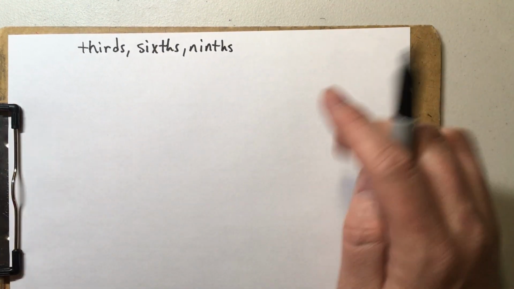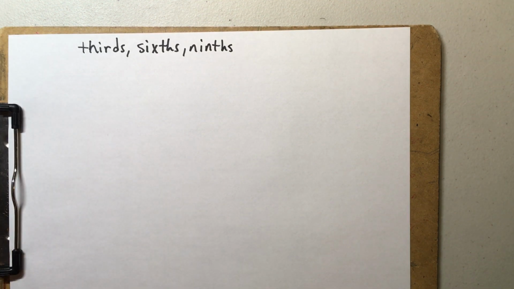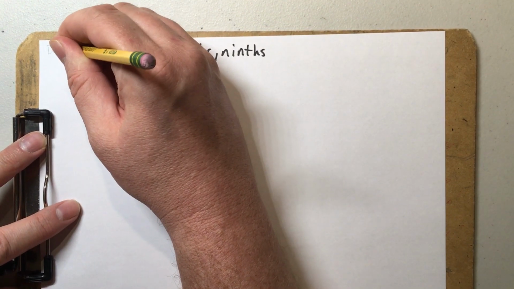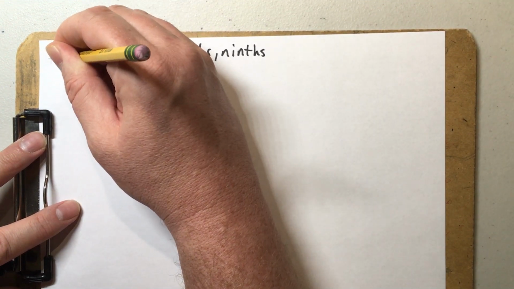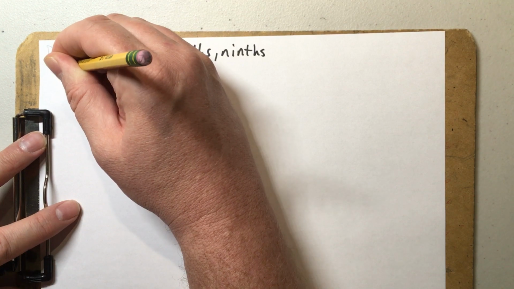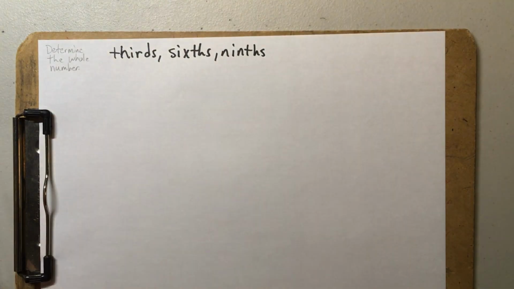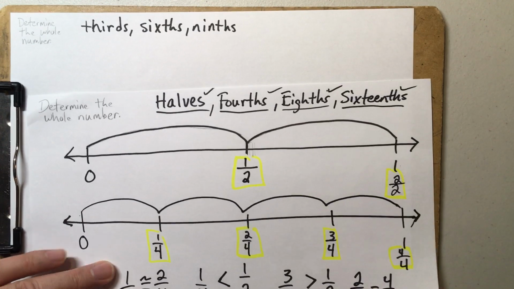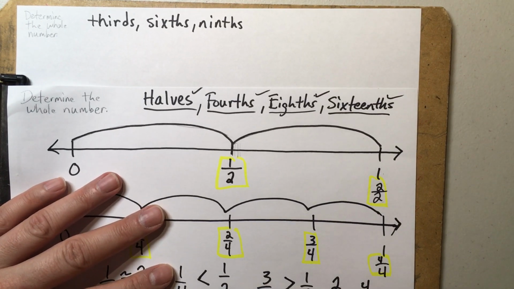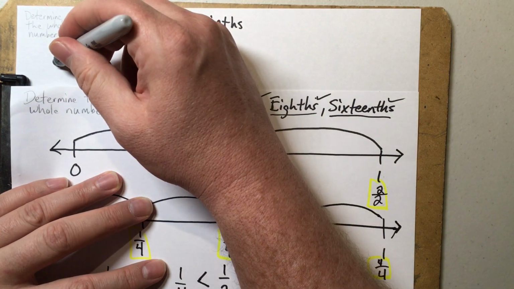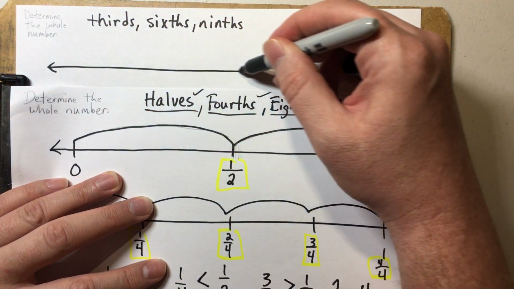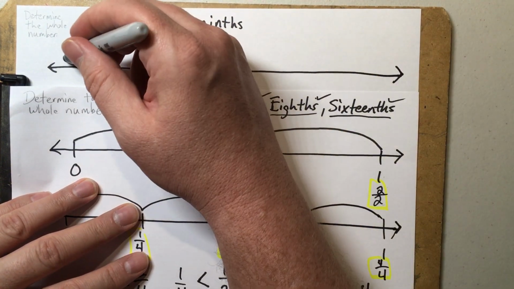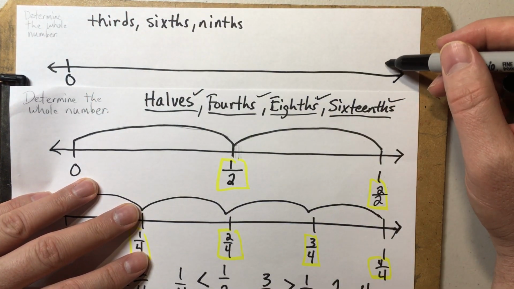It's like a different one. Okay, and remember what I said before. You have to determine the distance from 0 to 1, or what the whole number is. So determine the whole number. Okay, remember I teach third grade, so the distance from 0 to 1 is going to be the whole. All right, so I want to keep these lines approximately about the same length. So we can compare the fractions. Okay, so we're going to go from 0 here to 1 here.